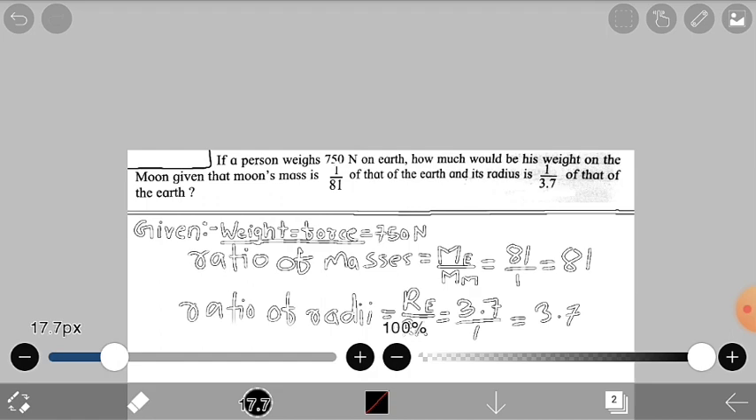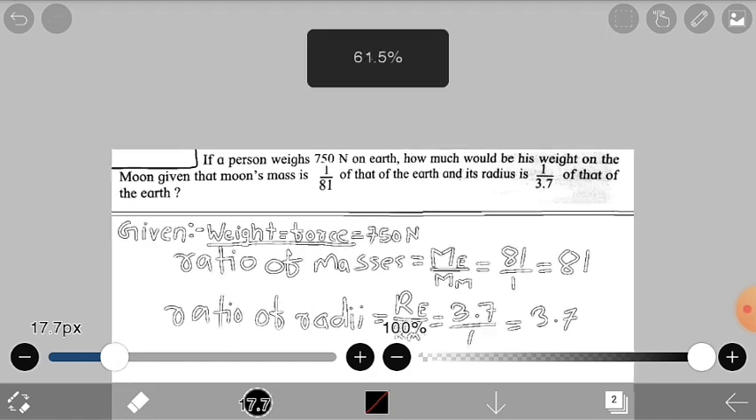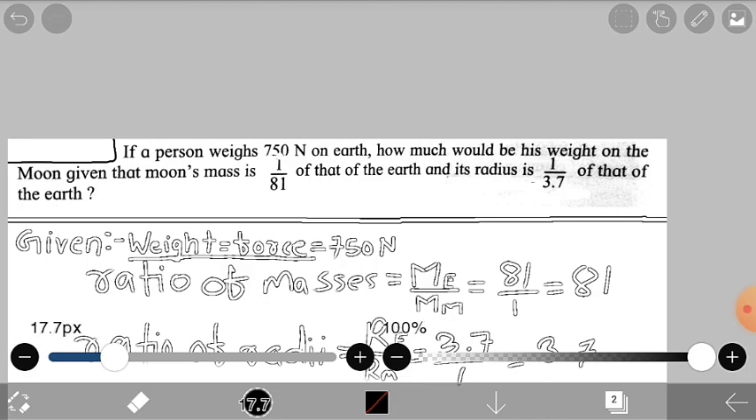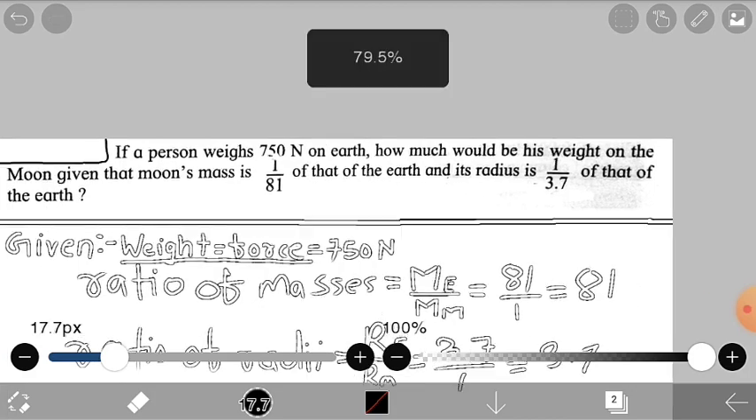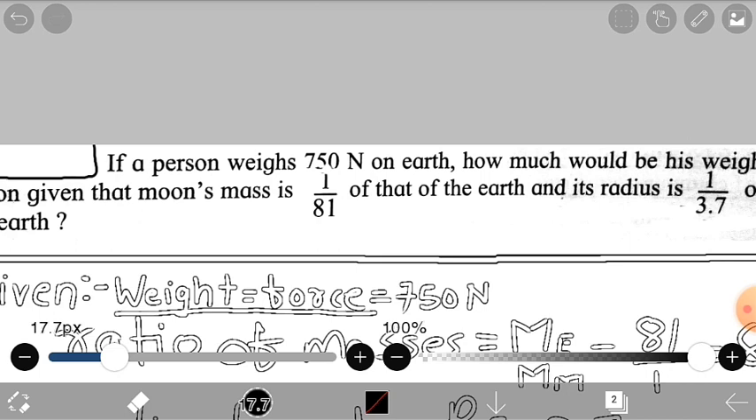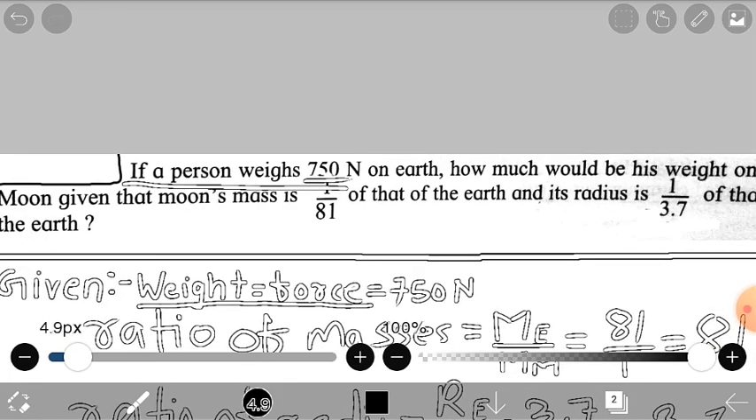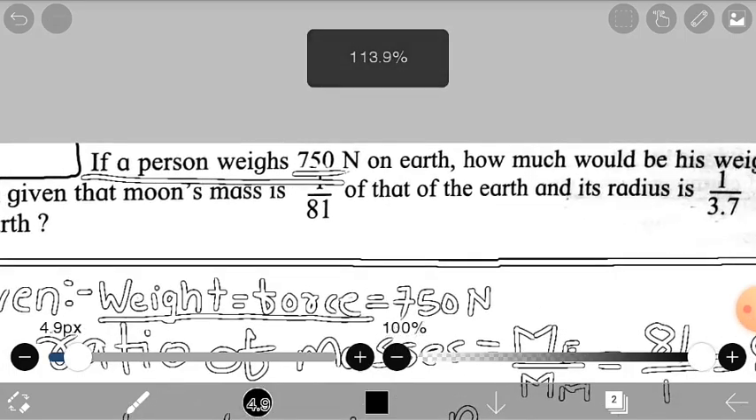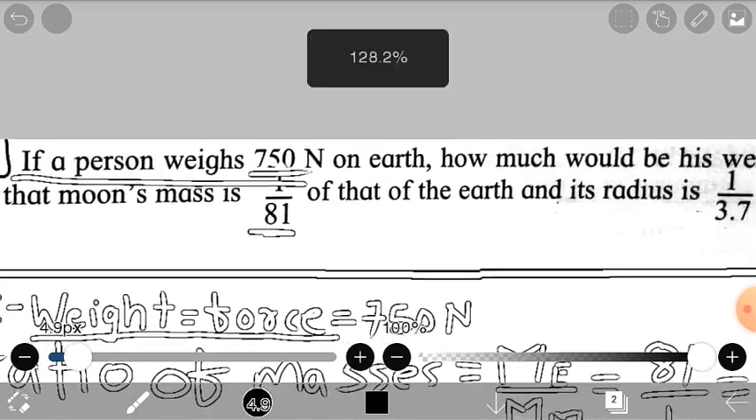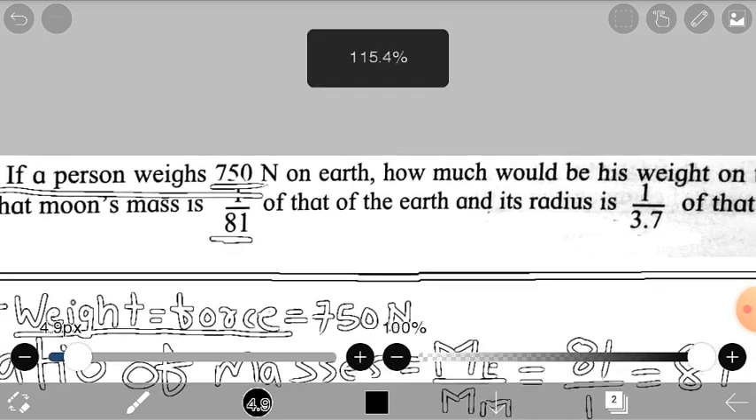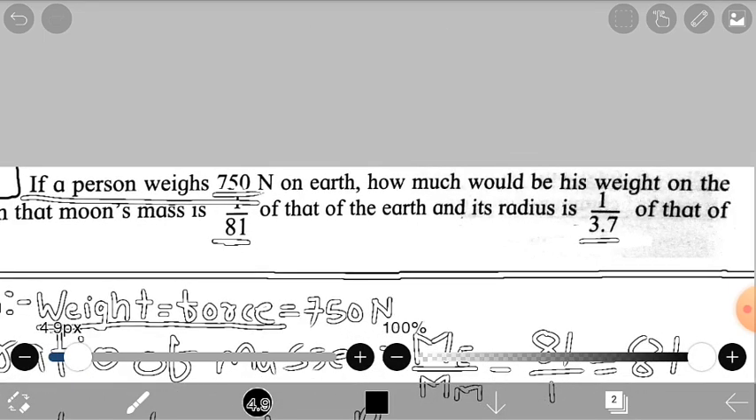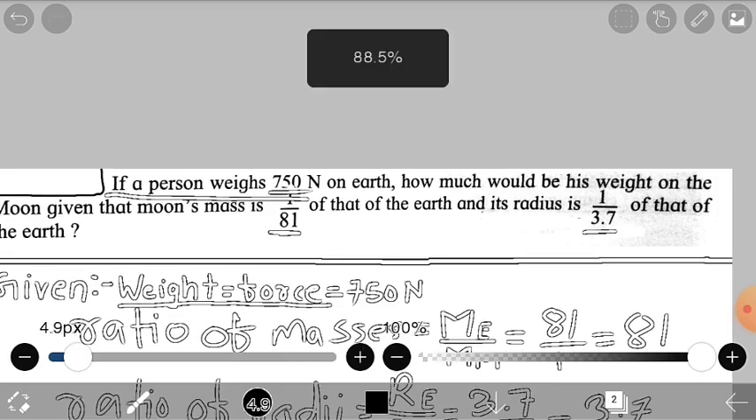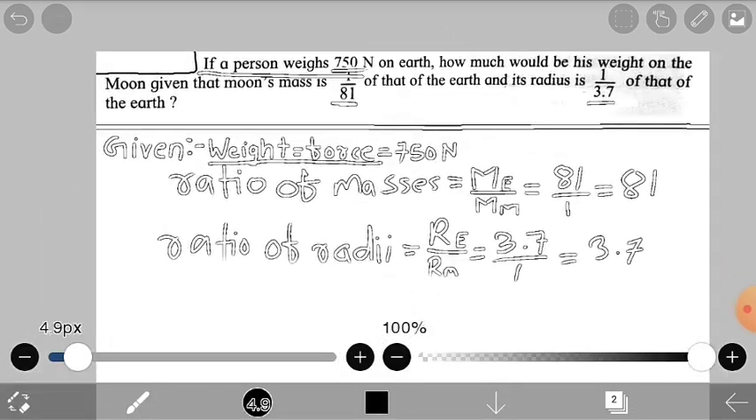So friends, this is question number 5. Let's see what is the question. The question is, if a person weighs 750 newtons on earth, that is the weight of person on earth is 750 newton, how much would be his weight on the moon, given that moon's mass is 1 upon 81th of earth and its radius is 1 upon 3.7th of that of earth. Therefore it is a so simple question we can solve here.